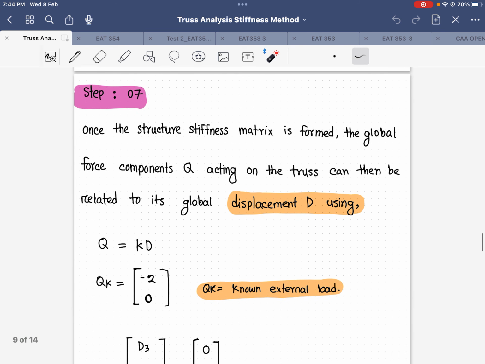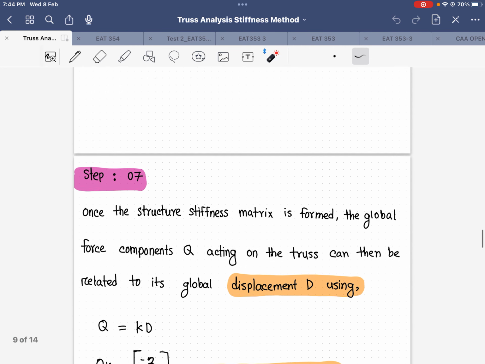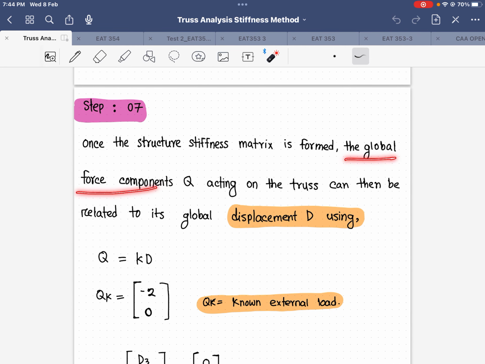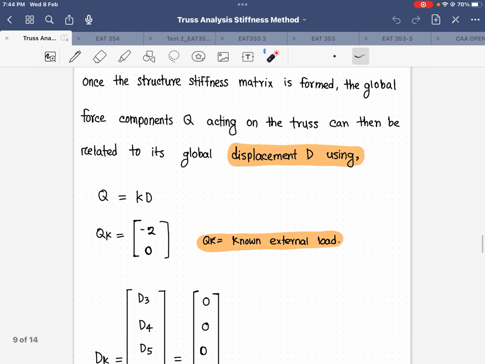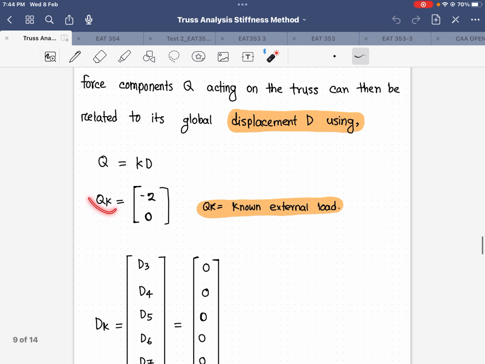All right, now we have to move to the seventh step. Once the structure stiffness matrix is formed, and I already formed it, the global force components Q acting on the truss can then be related to its global displacement D. We will use one formula: Q equals KD. In here, we have Q as -2 and 0 for degrees of freedom 1 and 2.